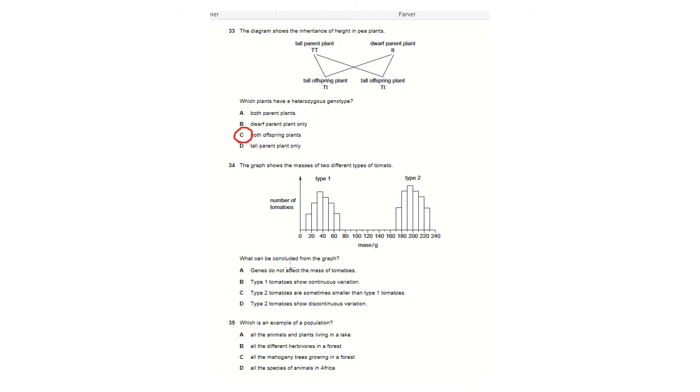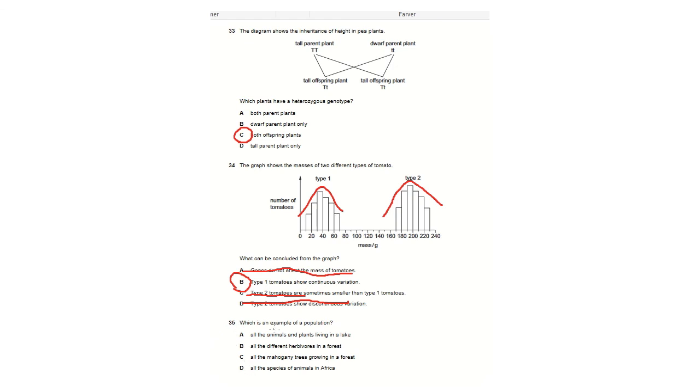In 34 they ask, the graph shows the mass of 2 different types of tomatoes. What can be concluded from the graph? That genes do not affect the mass of tomatoes? No, obviously they do. The type 2 tomatoes are sometimes smaller? No, type 2 is always bigger, so it can't be that one. The type 2 tomatoes show a discontinuous variation? No, I'll say this is very much a classic continuous variation. So the only possible correct answer is B. Type 1 tomatoes show continuous variation. It does. Beautiful bell curve. So the answer is B.